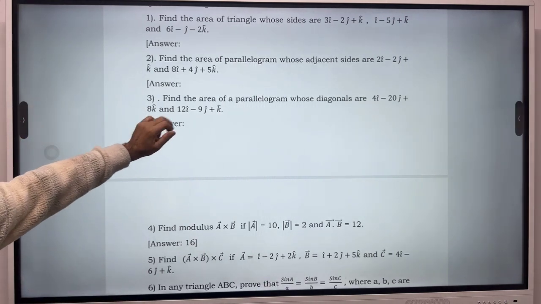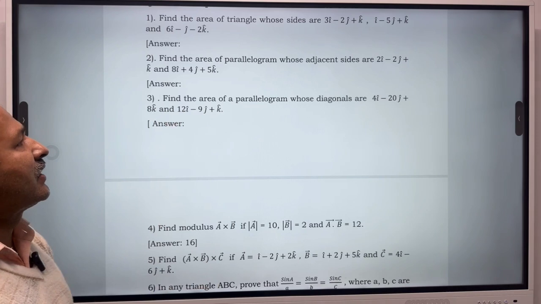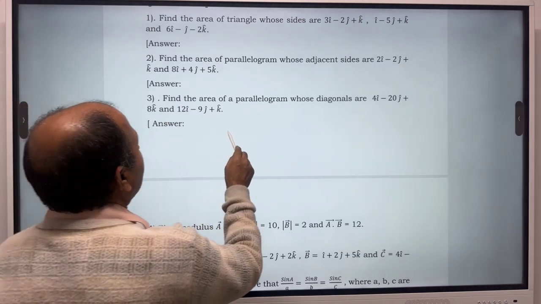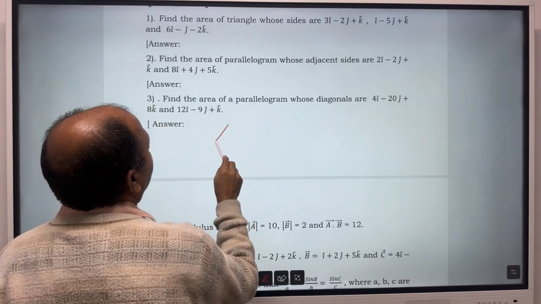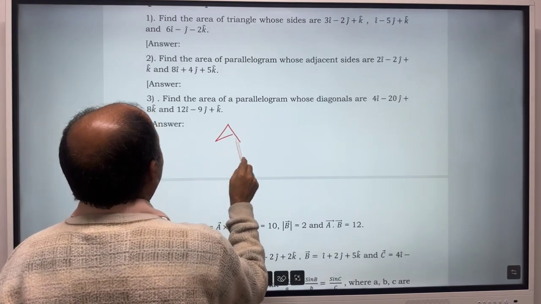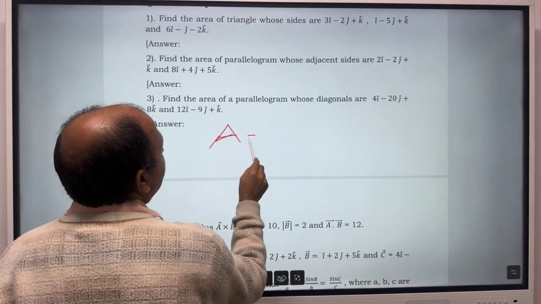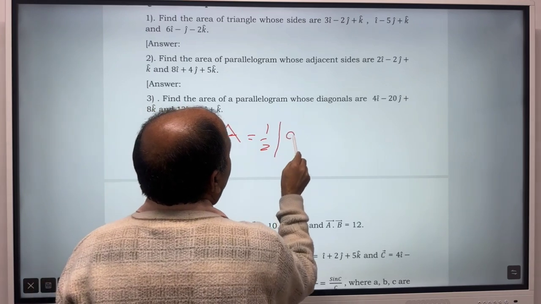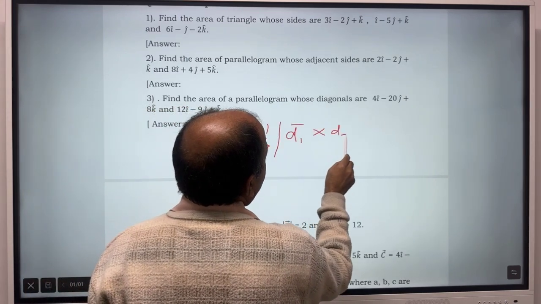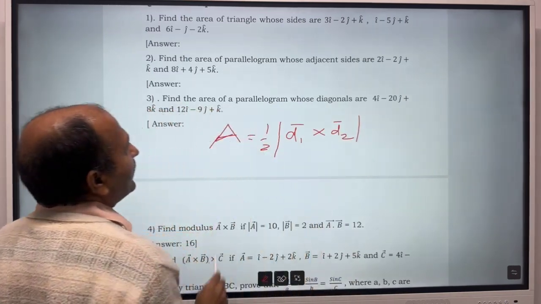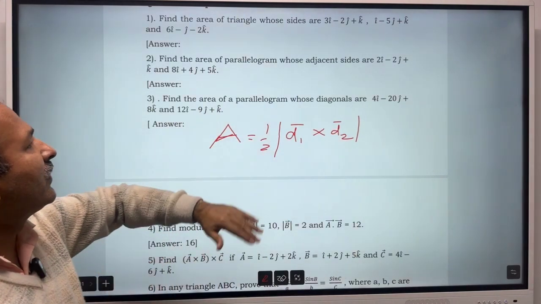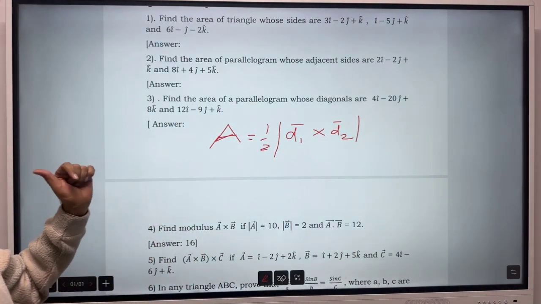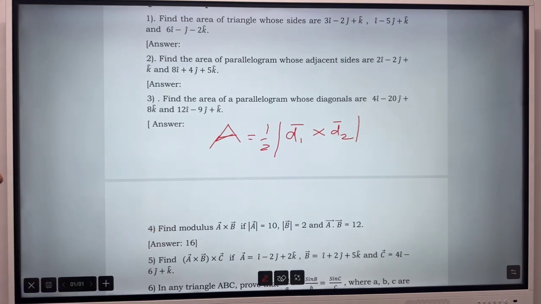Now third question says find the area of parallelogram whose diagonals are given. As I told you, area of parallelogram when diagonals are given will be, suppose area, we can write A equals 1 by 2 d1 cross d2. So first of all you have to find out what is d1 cross d2. Diagonals are given, you know how to find cross product and then find its magnitude, then divide by 2, you will get the answer.